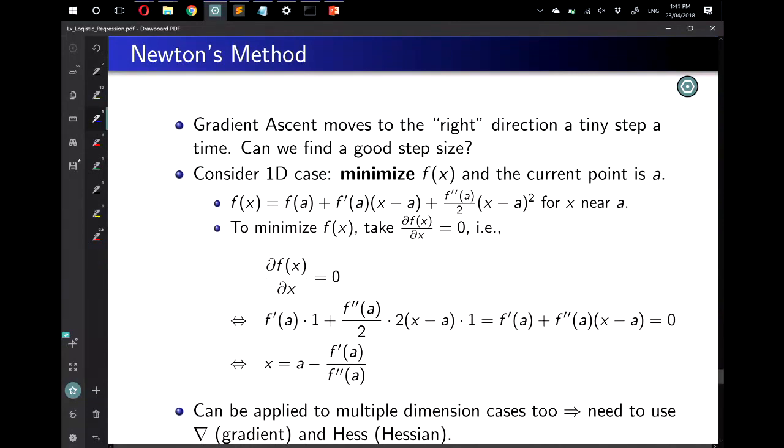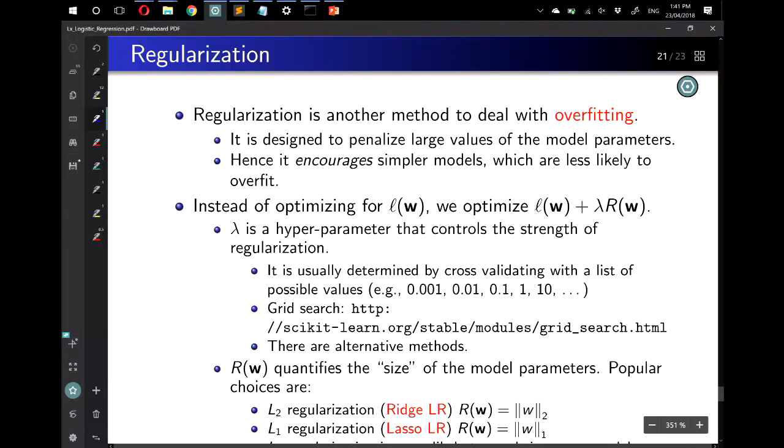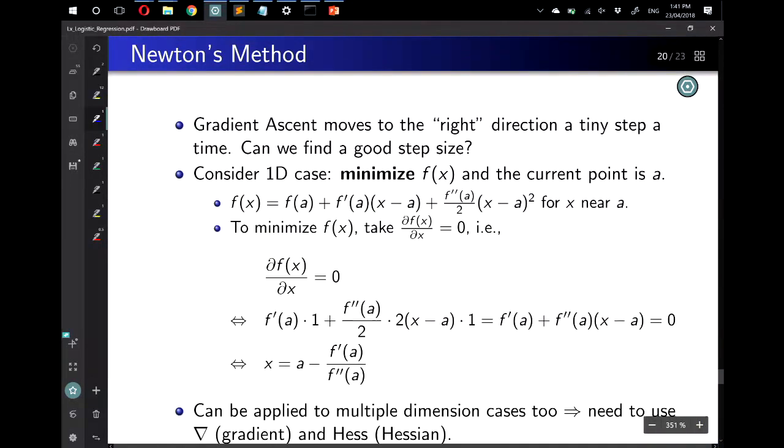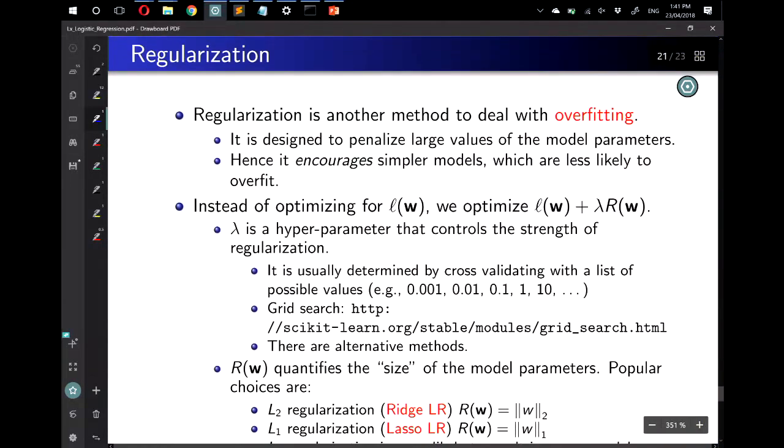Don't worry about Newton's method. We don't use the second order to do the optimization. So another important topic I want to cover is that this all looks very well, but last week we discussed overfitting. That's actually a very important issue in practical machine learning and also in theoretical machine learning.